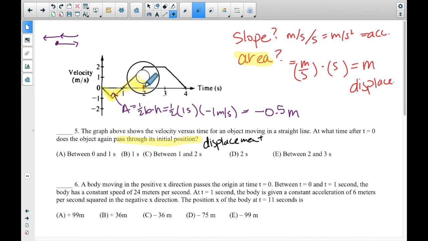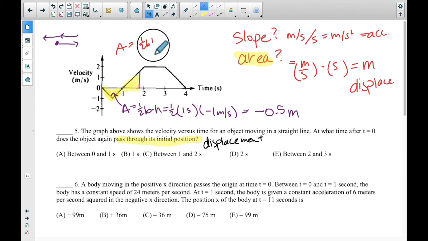How much should I erase? Should I erase all of it? No, that doesn't make any sense. So I need to erase some of it. I don't know how much, because now I have to do area equals 1/2 base times height, and I don't even know what this is. But what I do know is I need to get it to positive 0.5.